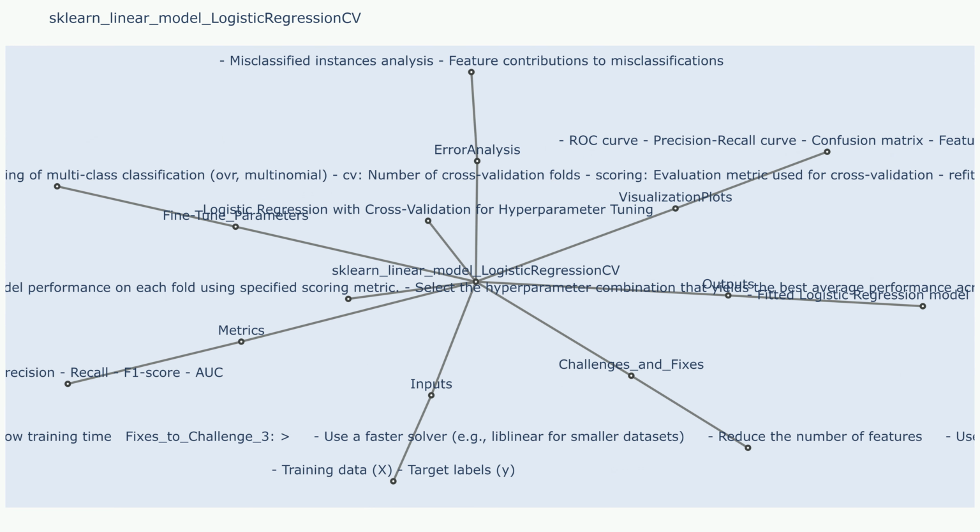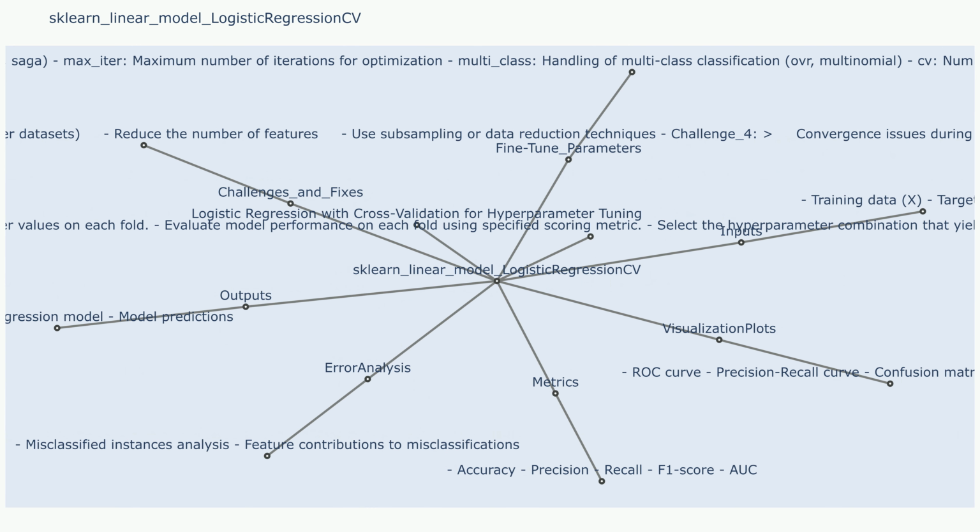Challenge 2. Data imbalance. This occurs when the classes in the target variable are not equally represented, leading to biased model predictions. Sample use case that resulted in challenge 2. If the dataset has significantly more instances of one class than another, the model might favor the majority class, leading to poor performance for the minority class.